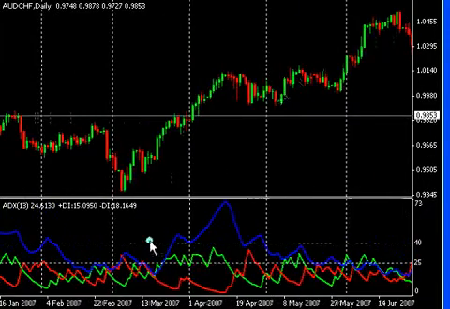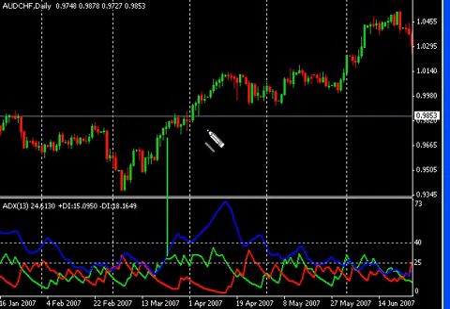Okay, here's a case where we've got, let's go from here. We've got a good signal again. Okay, but that's how this indicator is used. That's how the ADX indicator is used.